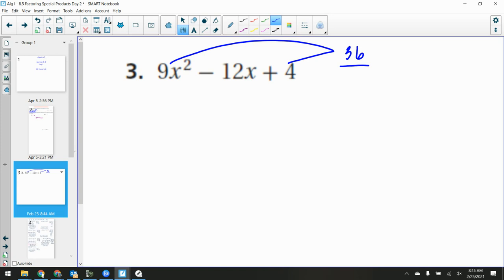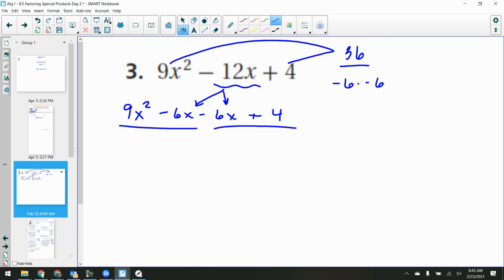Are there factors of 36 that add to get to -12? -6, -6. -6 times -6. So now I rewrite my middle term. First term stays the same. Middle two terms get broken up into -6x and -6x. 4 stays the same. This gets rewritten here and here. And now we underline first two, underline last two.